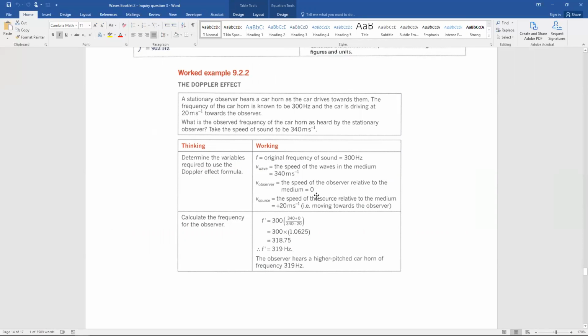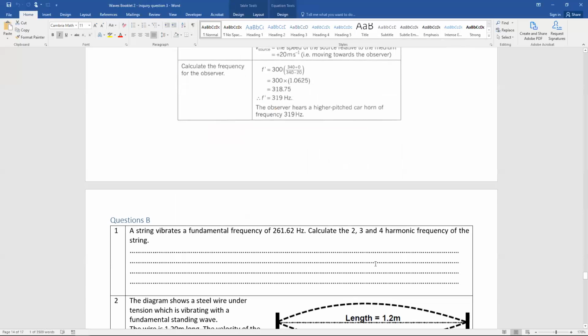So let's do that. Here we go. 300 multiplied by 340 divided by 340 minus 20. That gives us a frequency of 319 hertz. So you see that there's a 19 hertz difference in the frequency heard by the observer. It sounds a higher pitch. The observer hears a higher pitch car horn of frequency of 319 hertz.